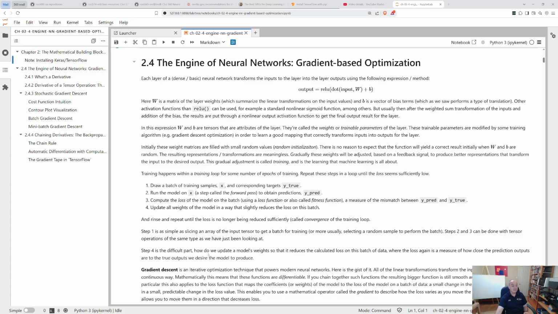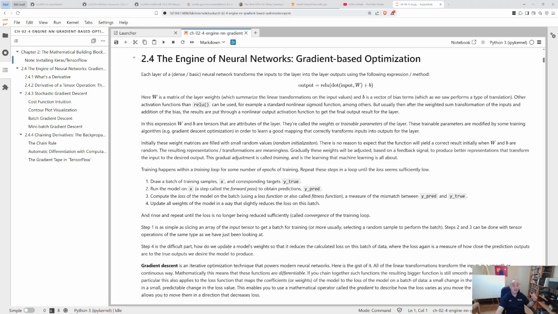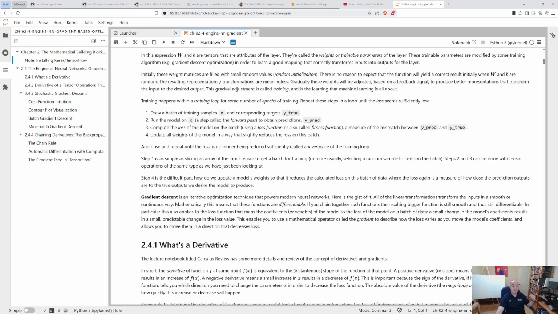So step 4 is the difficult part. That's what we're going to be concentrating on. This video lecture is about how we can take a loss function and update the weights to improve the model. That's what gradient descent is.